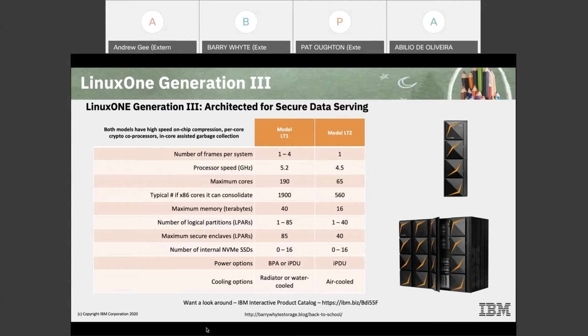I don't know if anyone's interested in the hardware side of it, but on the bottom there's a link that says the IBM Interactive Product Catalog. I don't even know how many IBMers know this exists. It's an interactive website where not only is the storage available, but you can click and take the covers off servers and pull apart little bits of hardware. It's all animated. You just click the bit you want and it'll take you through and give you a little bit of information. If you're hardware inclined, it's quite interesting.